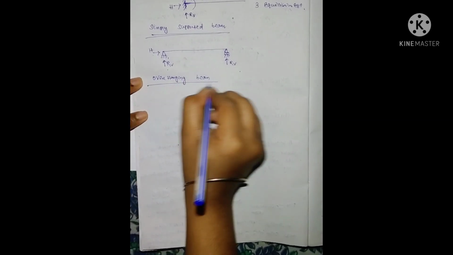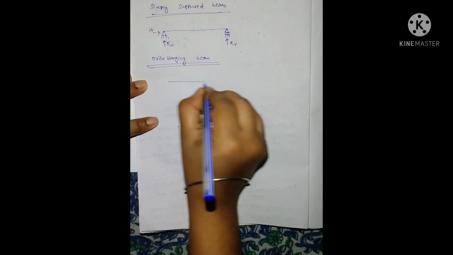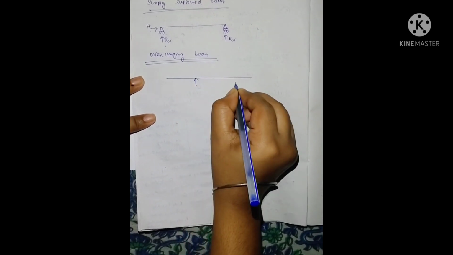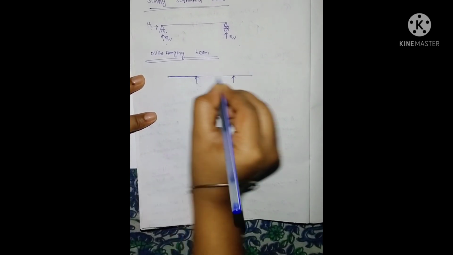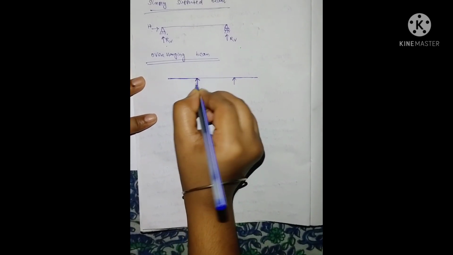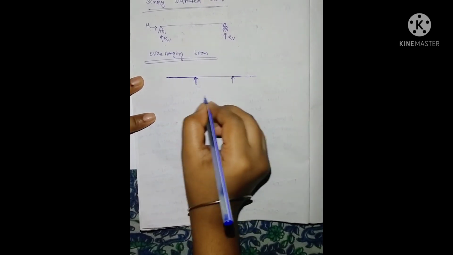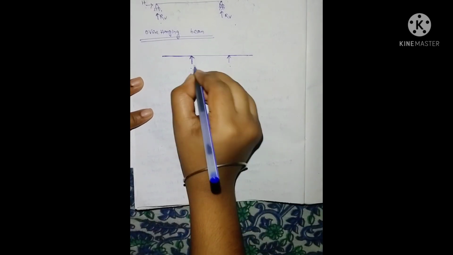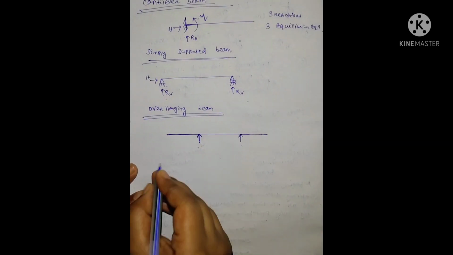Then overhanging beam. In an overhanging beam, some portion of the beam is overhanging, meaning there is no support under it, like that. Here there are two supports.